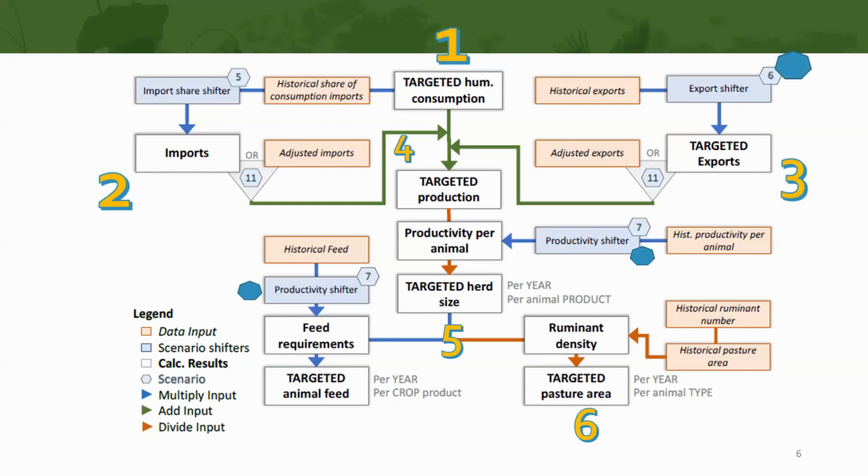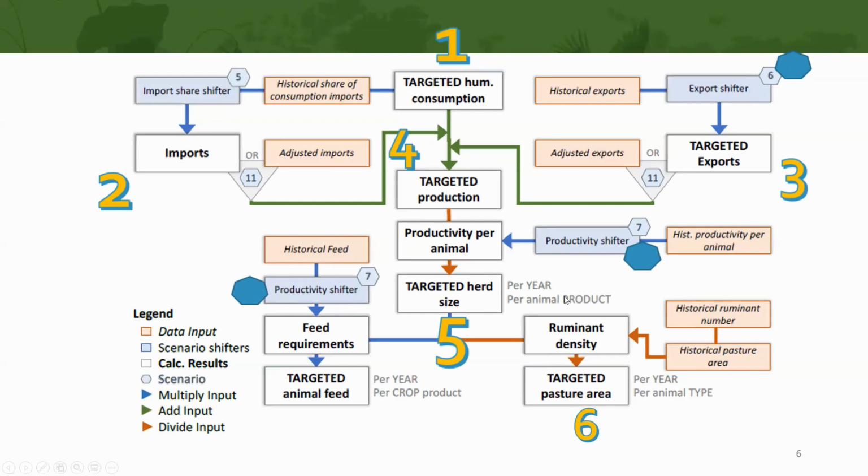Consumption minus imports plus exports increased by the share of production which is lost results in the production which is required domestically by animal product and time step. The production per animal type and production system is divided by the average productivity to compute the herd for each animal type, production system, and time step.